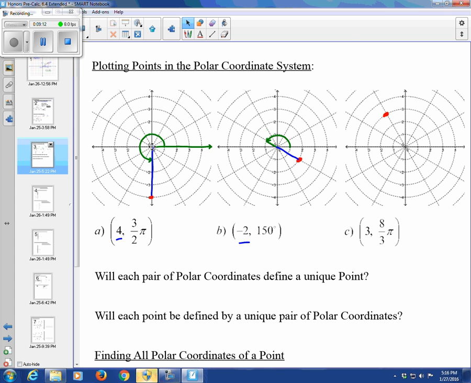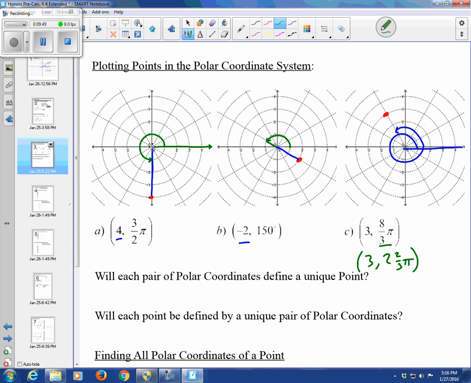Okay, so right here with C, we've got 8/3 pi, and what we want to take note of with 8/3 pi is that that's a rotation that's actually greater than 360 degrees, or 2 pi. It is greater than 1 full rotation. So we could think about this as the point 3 and then 2 and 2/3 pi, which is going to be a rotation all the way around, and then an additional 2/3 pi, which takes us to that first stop in the second quadrant. And now we'll travel a distance of 3 in that direction. So traveling a distance of 3 takes us out to our point right there.